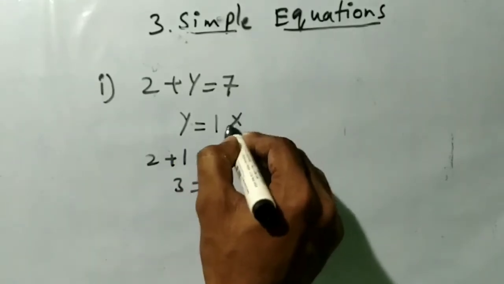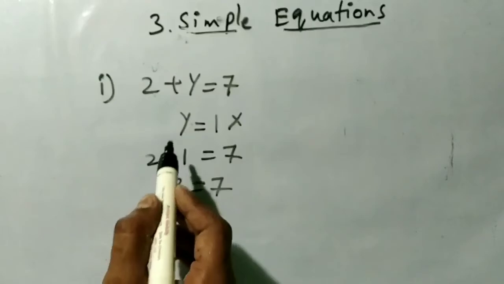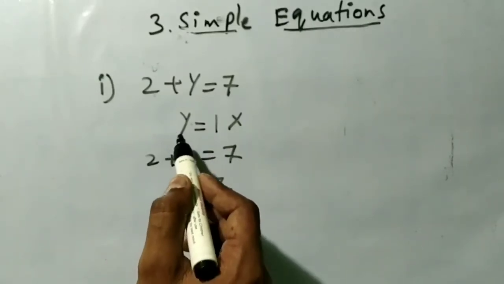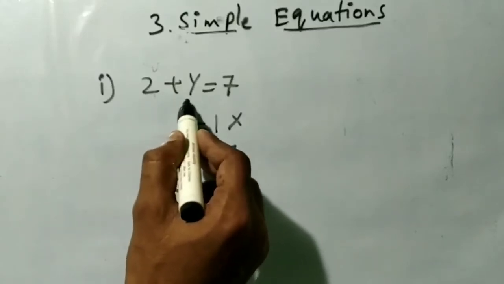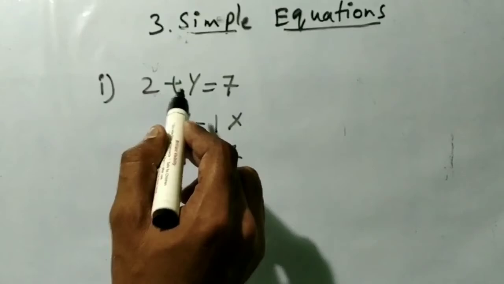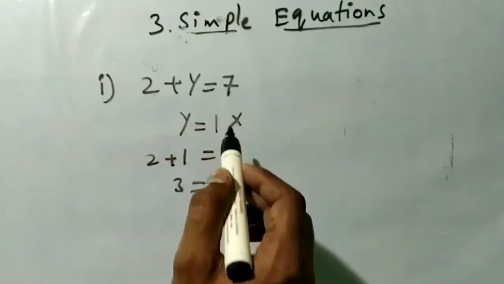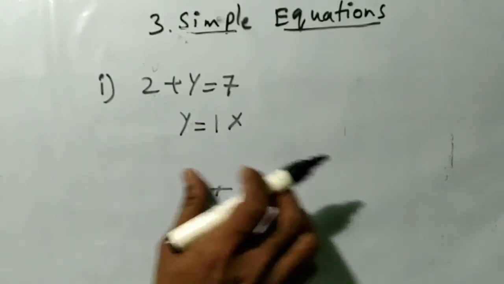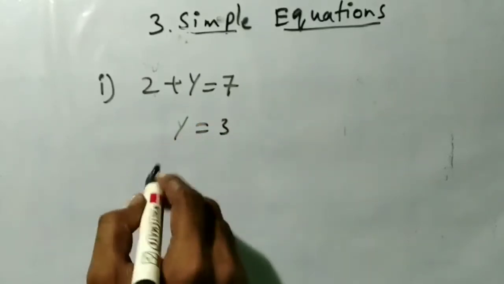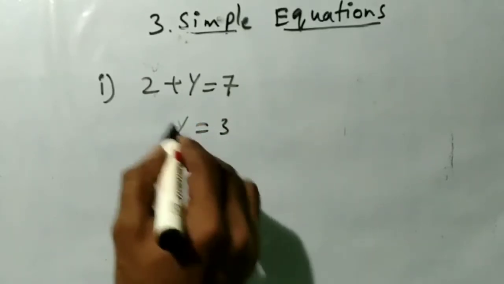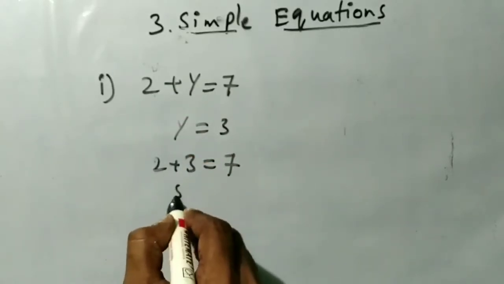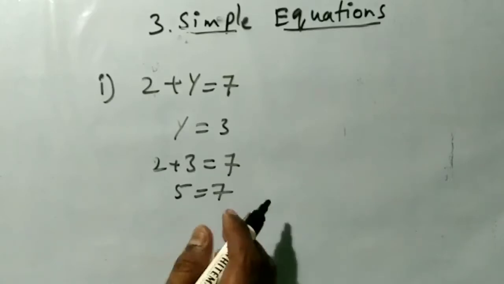Then y is equal to 1 is wrong, because when we take y is equal to 1, that is 2 plus 1 is equal to 7, not equal. We have to get the 2 plus y value equal to 7. Let's take something bigger, that is y is equal to 3. 2 plus 3 is 5, equal to 7? Which is coming nearer.